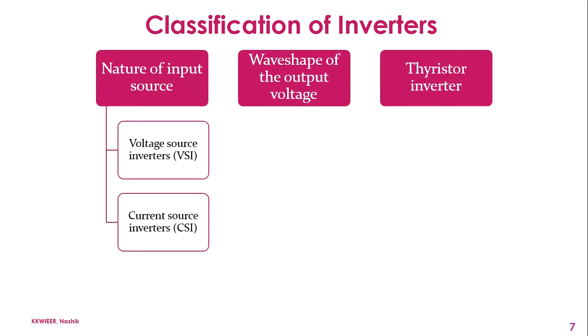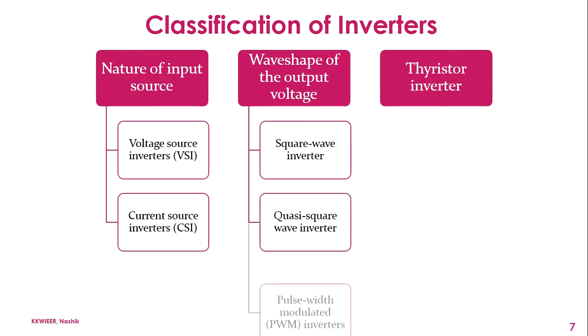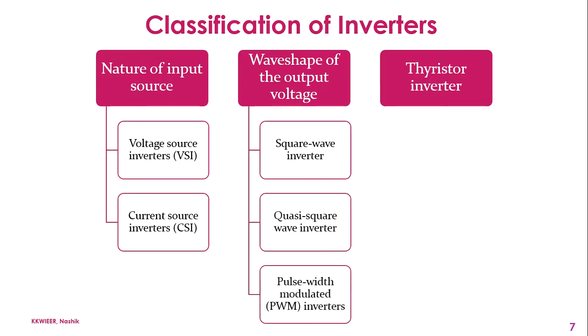Now we will see classification according to the wave shape of output voltage. There are three types: a square wave inverter, a quasi-square wave inverter, and a pulse width modulated inverter. So this square wave inverter produces a square wave AC voltage of a constant magnitude. These type of inverters are used for low or medium power applications. The second type, that is a quasi-square wave inverter.